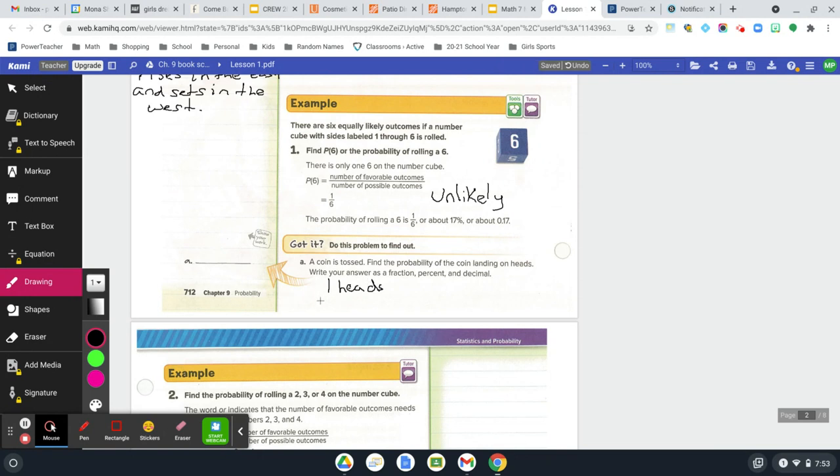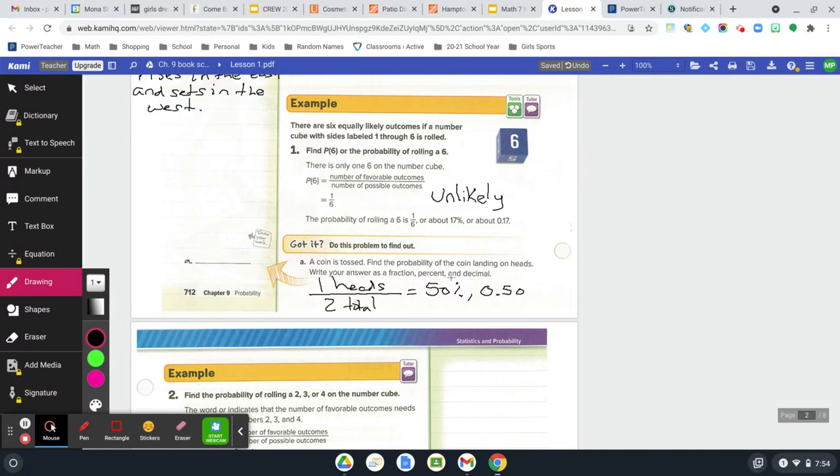And remember, that goes in your numerator. And in the denominator, oops, that is messy. Let me try that again. One possibility of getting heads. Okay. Denominator, how many possible outcomes? Well, there's 2 possible outcomes on there, right? Heads or tails. So the probability of getting heads when you toss the coin is 1 out of 2, 1/2, which is the same thing as 50%, which is also the same thing as a decimal, 50 hundredths, 0.50.